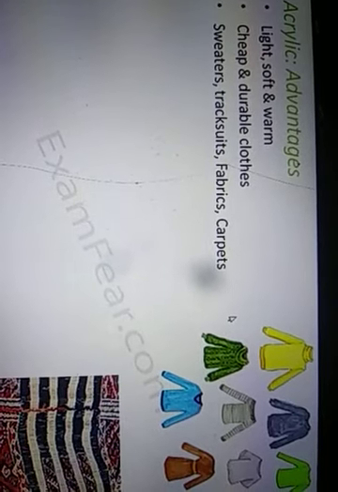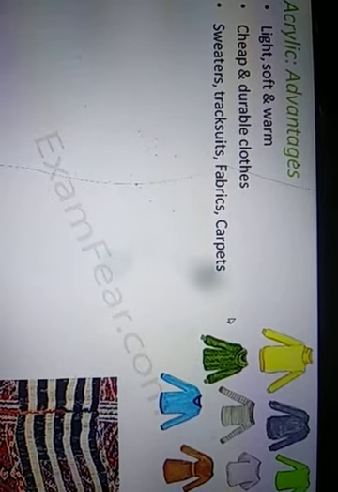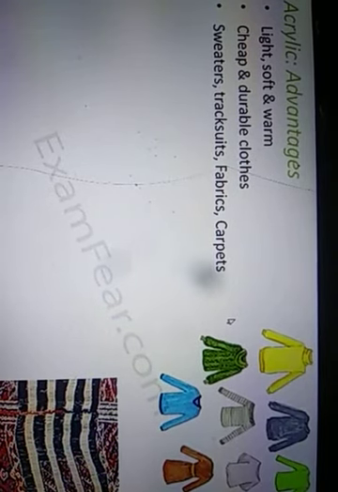The advantages of acrylic are that it is light and soft as well as warm. Since it is warm, it can act as a substitute for wool to prepare woolen clothes for winters, cheap and durable clothes. Even though they are less expensive as compared to natural wool, at the same time they are quite durable. Sweaters, tracksuits, fabrics and carpets are all prepared from acrylic.